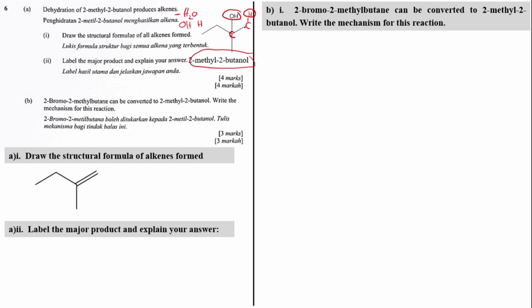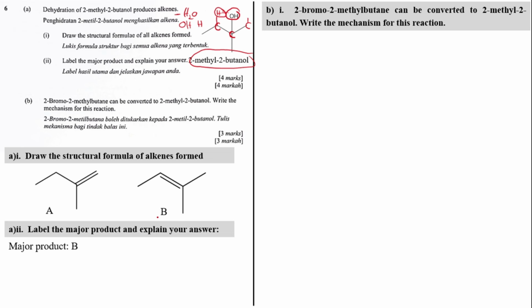Okay, for our second possibility, we can remove OH and then the hydrogen from the adjacent carbon daripada jiran dia, OH and H here. So if we were to remove on this side, we're going to get the carbon-carbon double bond at the middle here. Okay, so we're going to have the A structure or the B structure. Okay, so from A and B possibilities, we need to label the major product. So from here, I know that my major product is going to be B.